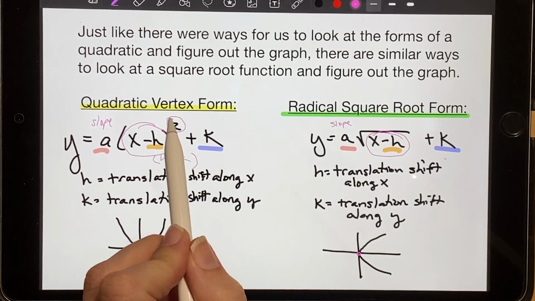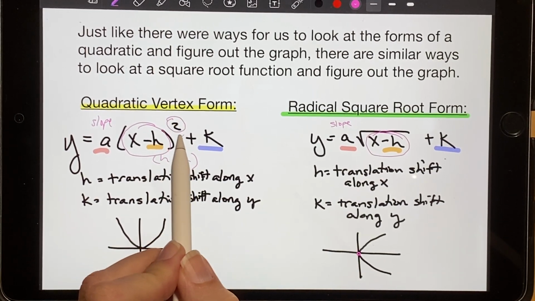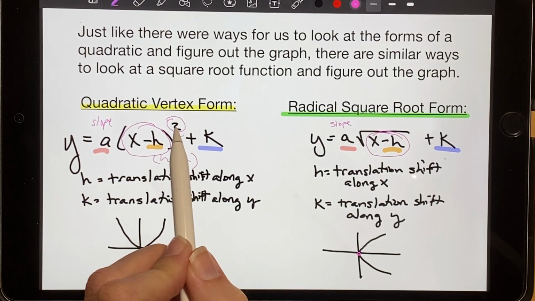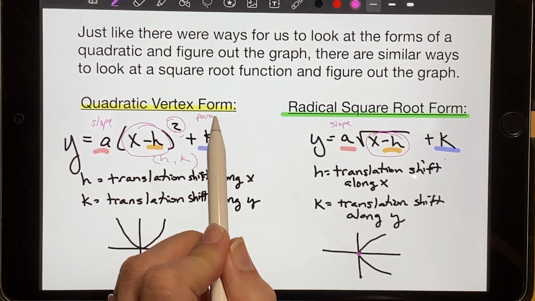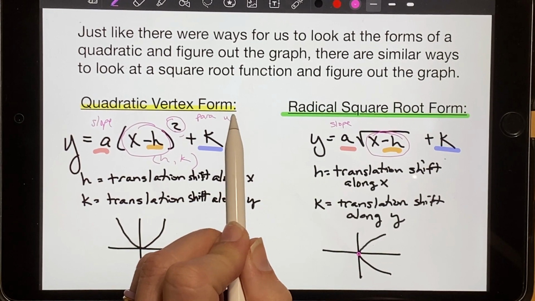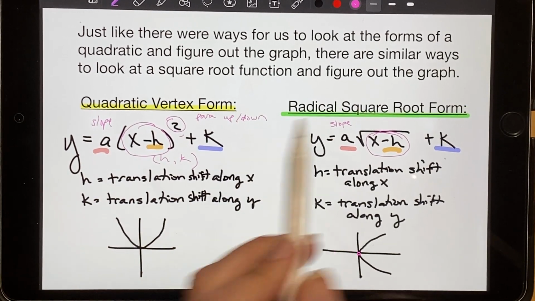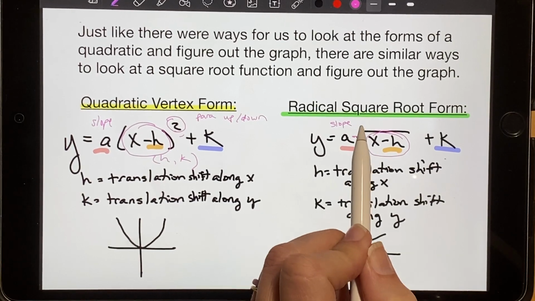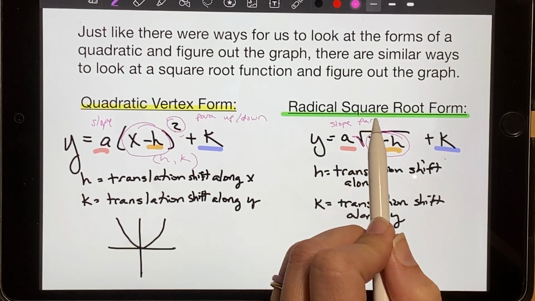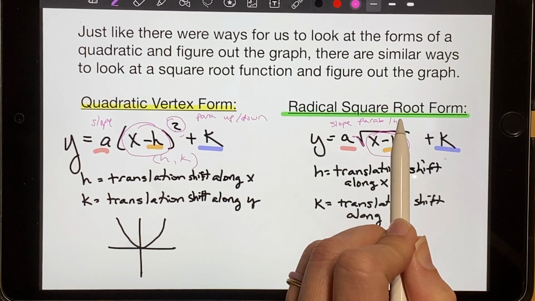And where this exponent of 2 told us that it's a parabola, and it faces either up or down, which was controlled by our A, this root tells us that it's a parabola, but it's horizontal.